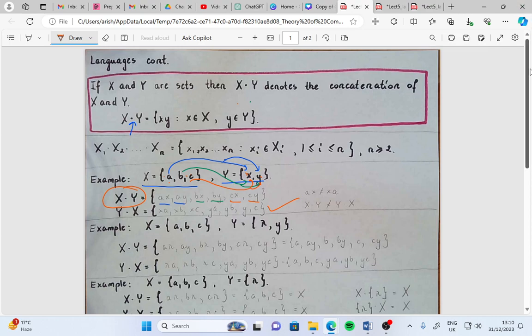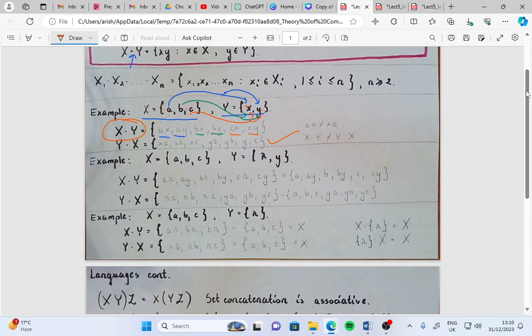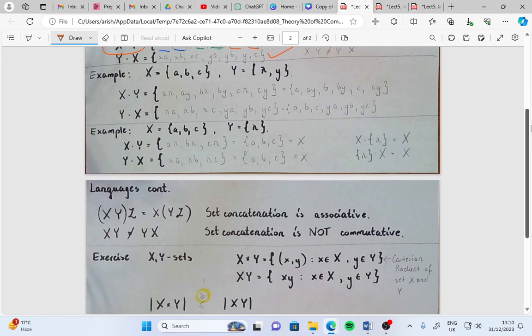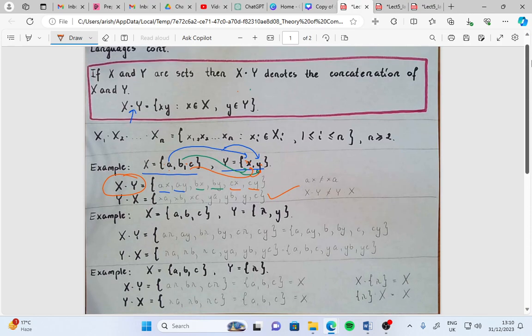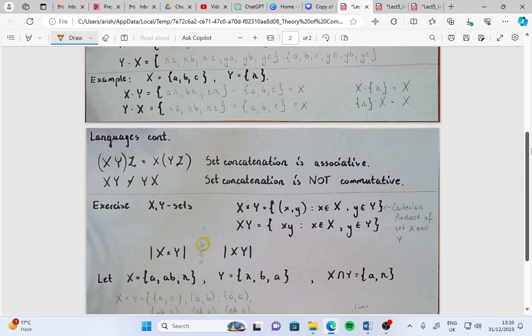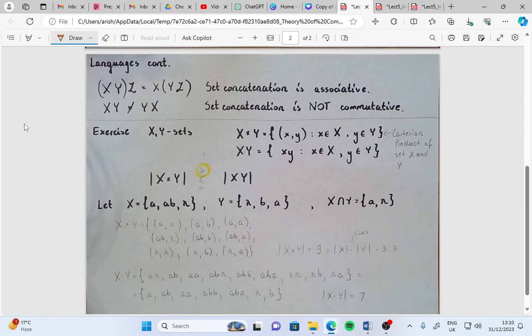So in this lesson you learned how to find the Cartesian product or the concatenation of two sets x and y. Here we can see that in languages, set concatenation is associative and set concatenation is not commutative. It means if you have the concatenation of x and y and then you concatenate by z, you get the same result. But xy is not equal to yx. So this is just a mathematical fun.